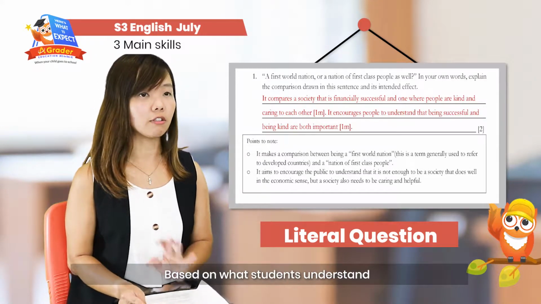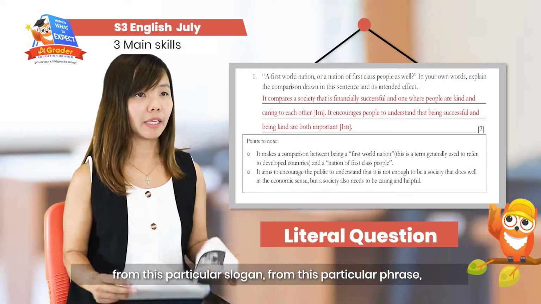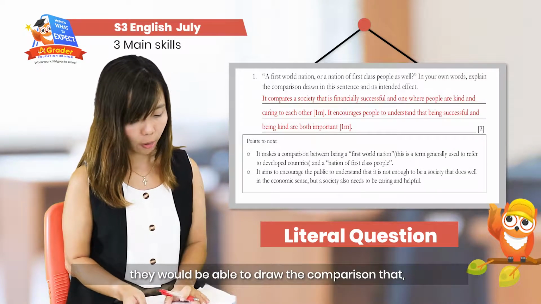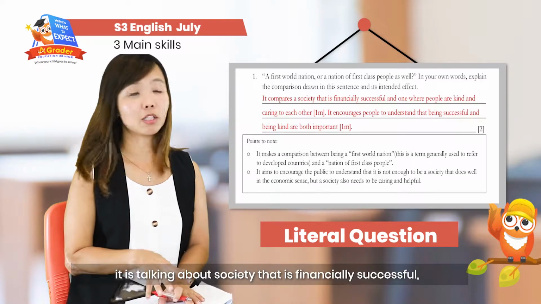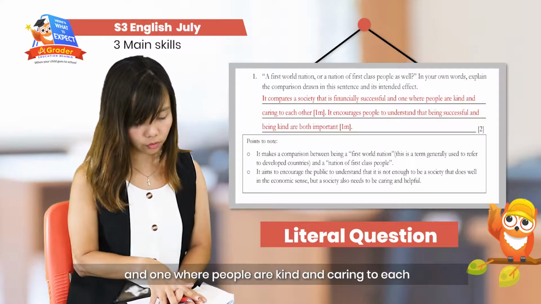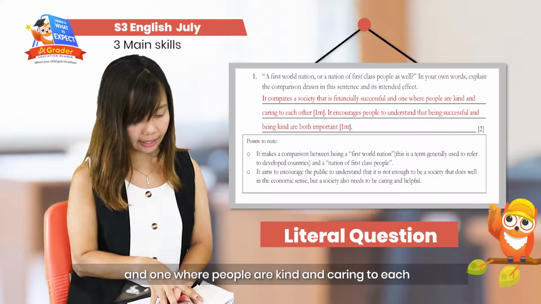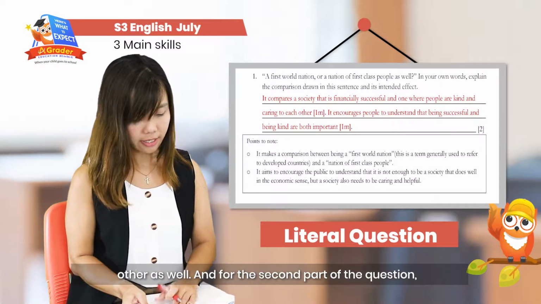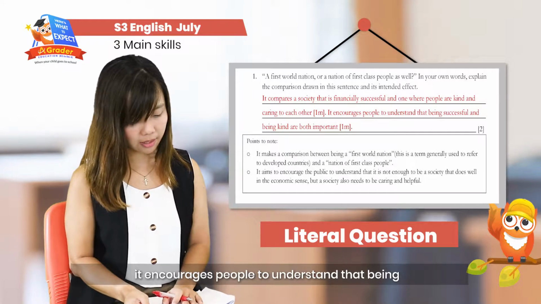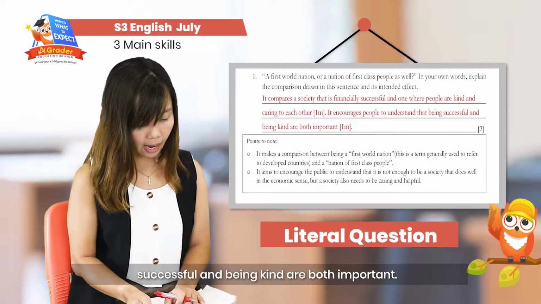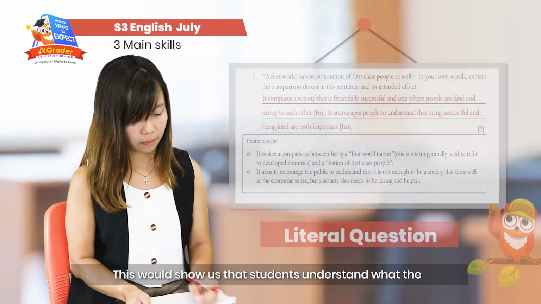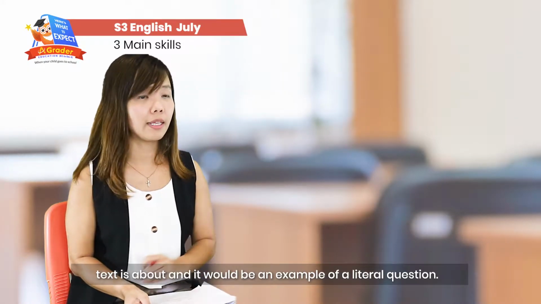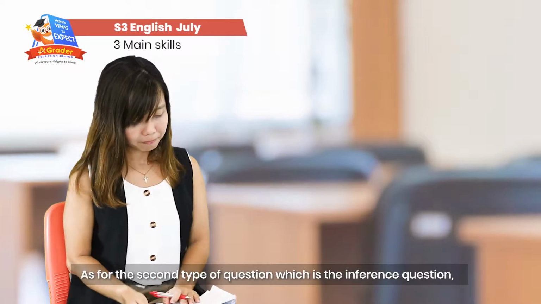So based on what students understand from this particular slogan, they would be able to draw the comparison that it is talking about a society that is financially successful and one where people are kind and caring to each other as well. And for the second part of the question, it encourages people to understand that being successful and being kind are both important. So this shows us that students understand what the text is about, and it would be an example of a literal question.